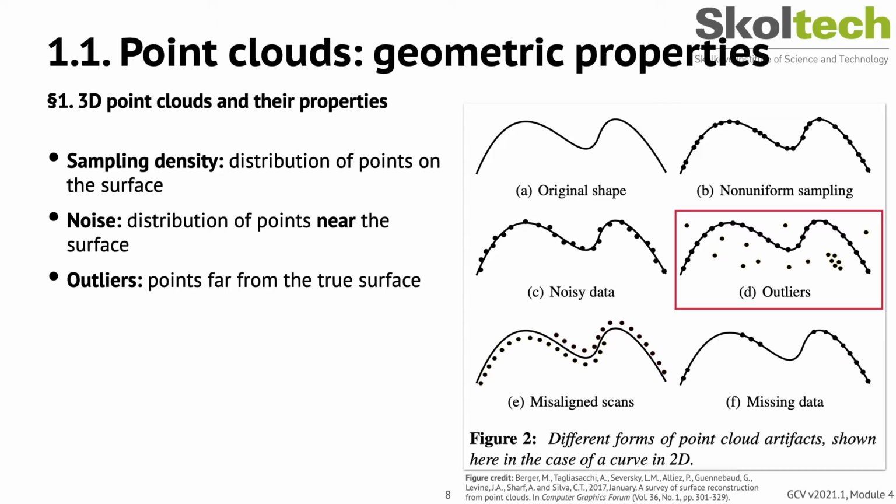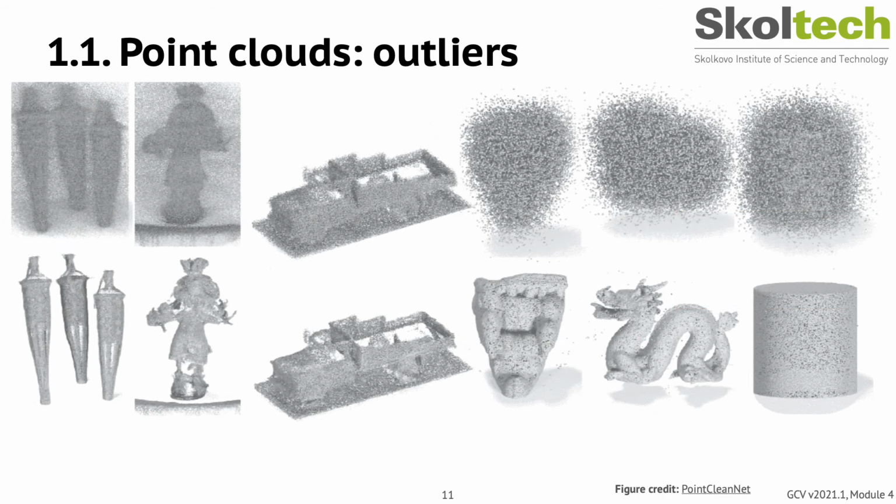Points far from the surface are classified as outliers. Outliers are commonly due to structural artifacts in the acquisition process. In some instances, outliers are randomly distributed in the volume, where their density is smaller than the density of the points that sample the surface.